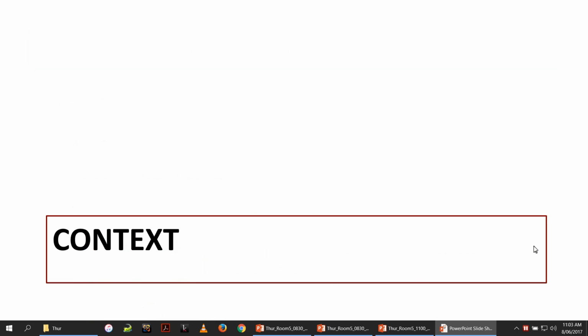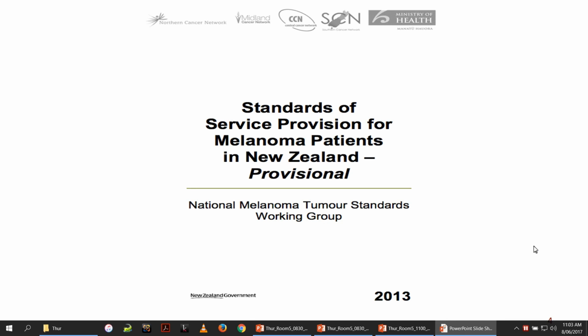So starting with context. The standards for service provision for melanoma patients in New Zealand was a provisional document produced by the Ministry of Health in 2013. Who's read it? Stony silence. Please go to the Ministry of Health's website, look at tumour streams, and download the documents for all the cancers that standards have been written for. They're provisional because we can't meet those standards.